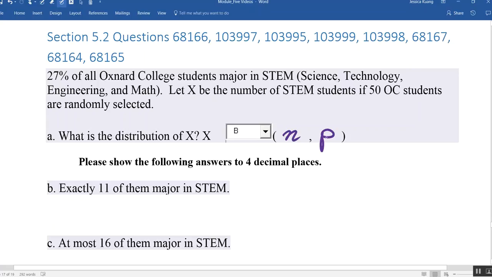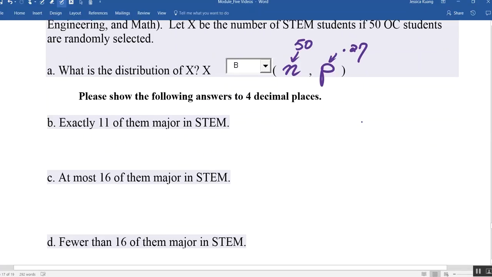With the parameters, the parameters we want to enter over here are n and p. n is the total number of trials. In this case, we are going to ask 50 students. And p is the probability of each student being a STEM major. And we would like to express the answer in decimals.